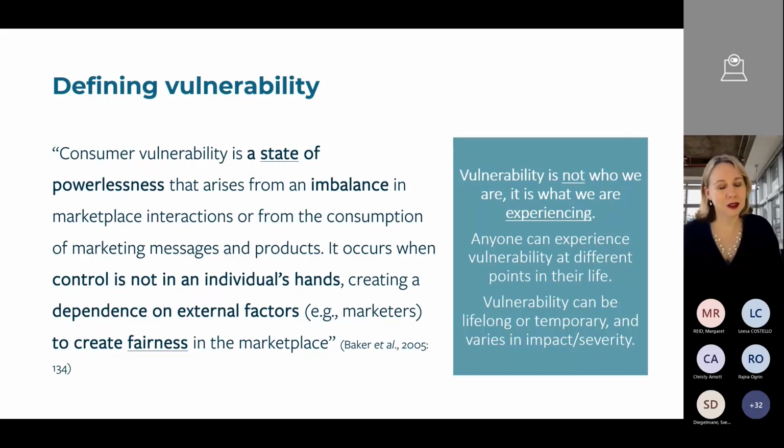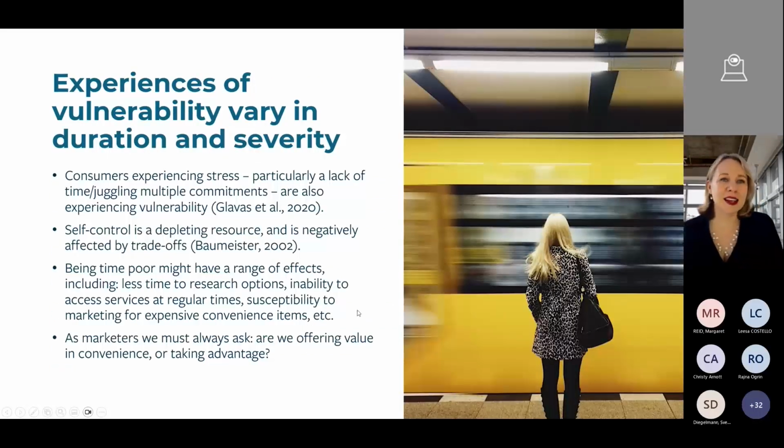So there are a whole range of different ways in which we may experience vulnerability in our lives, and oftentimes may have already experienced, or may currently be experiencing vulnerability. And as I said, experiences of vulnerability vary in duration and severity. I also like to include this as an example.